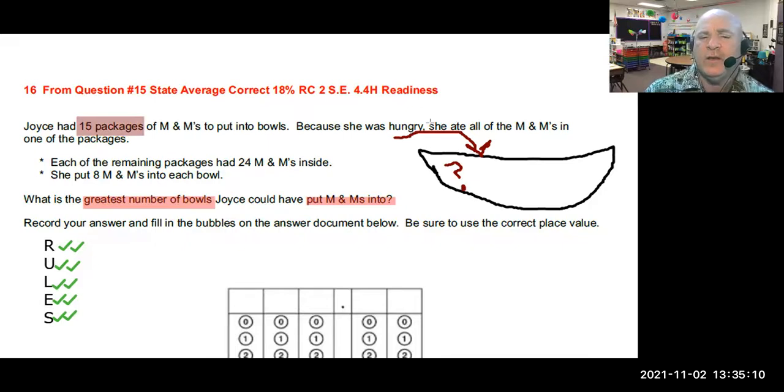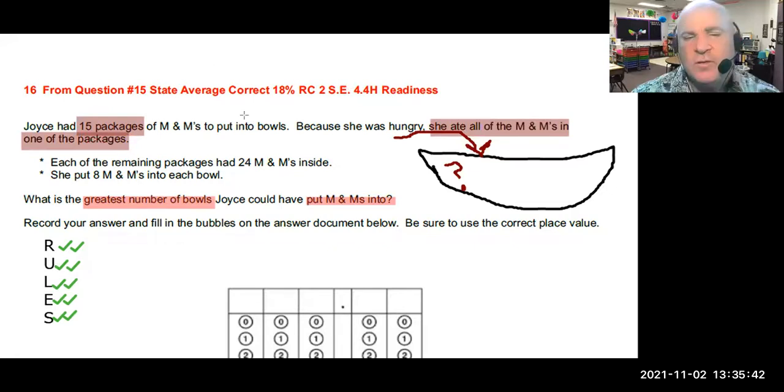Okay, well, I used to teach my kids, if information goes together, you can have an opening bracket at the beginning. You could draw a little bracket right there, and a closing bracket at the end. But if you see that the highlighting continues, that means it's all going to go together. So if she eats all of the M&Ms in one package, that means she's only going to have 14 packages left. And it didn't say she's putting packages into the bowls. It says she's putting M&Ms into the bowls.